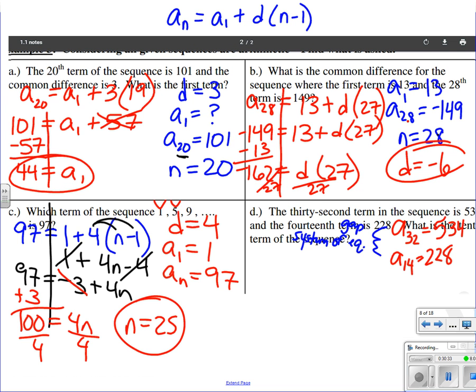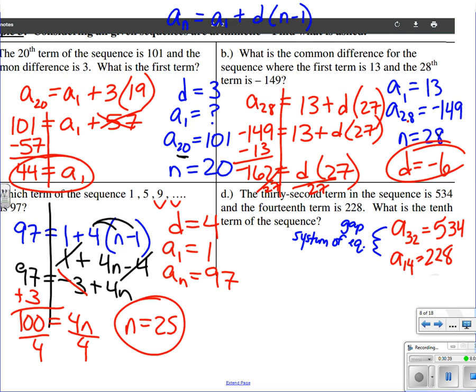So this is step one. I'm going to plug this information into the formula first. So for AN, I'm going to put in 534 equals, do I know what A1 is? Nope. Plus, do I know what D is? Nope. But I do know what N is for 534. What is N? 32. So let's go ahead and do 32 minus 1.